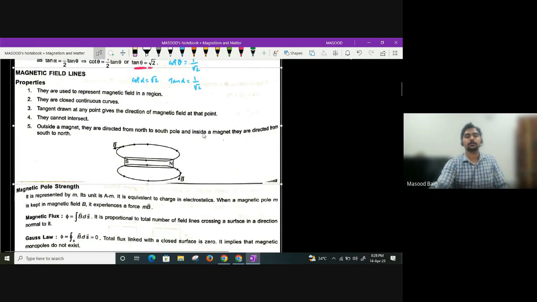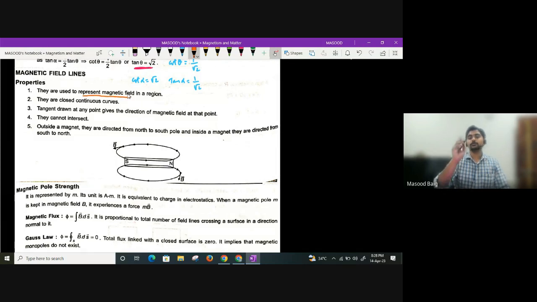We have magnetic field lines, guys. What do magnetic field lines do? Basic things we are studying again. They are going to represent magnetic field. Electric field lines, if you take, can they form closed loops? Induced electric field lines can form closed loops. However, magnetic field lines will always form closed loops, guys. They're always closed continuous curves.